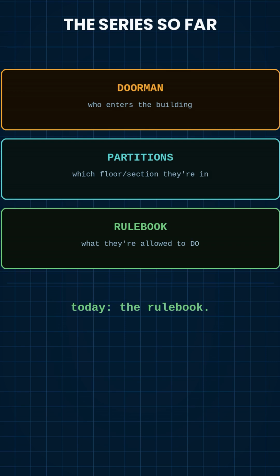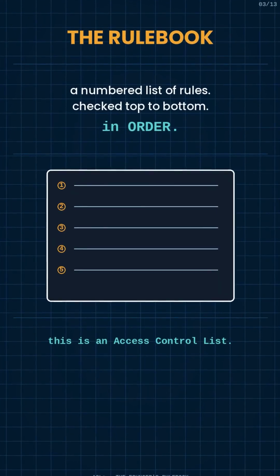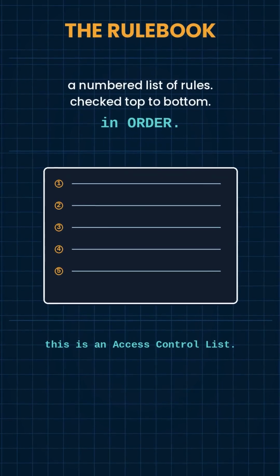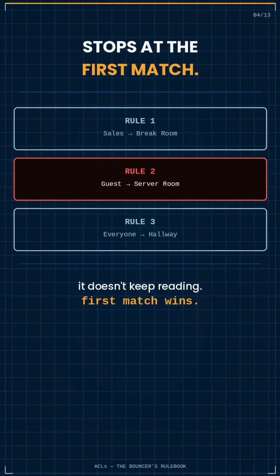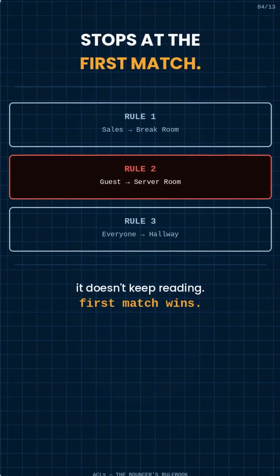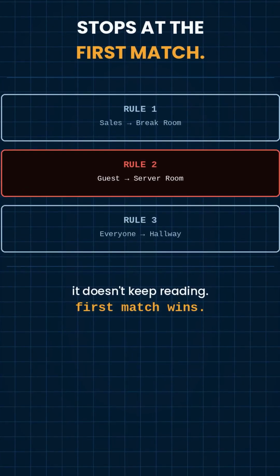An ACL is a numbered list of rules. And here's the part that matters most. It's read top to bottom, in order, and it stops at the first match. Rule 1 might say, permit anyone from sales to enter the break room. Rule 2 might say, deny anyone from guest Wi-Fi from entering the server room. Rule 3 might say, permit everyone else to use the main hallway.